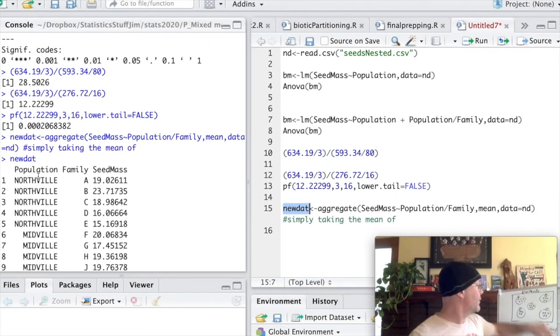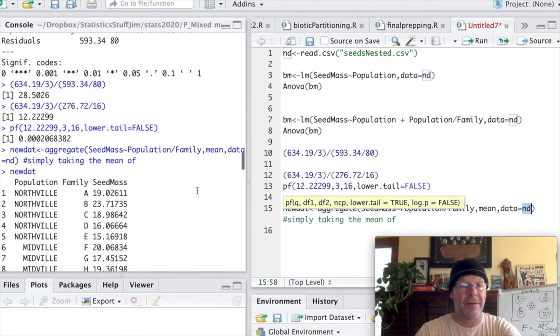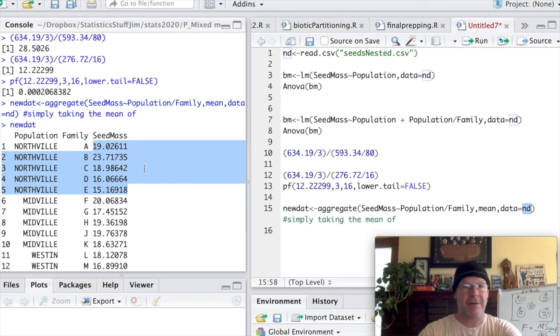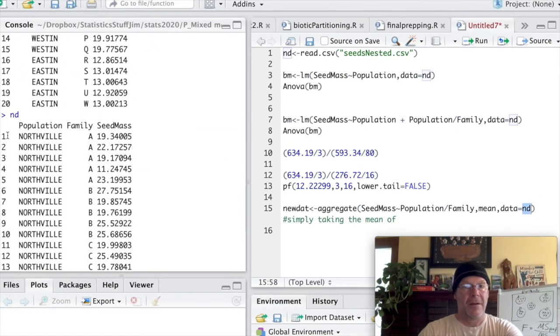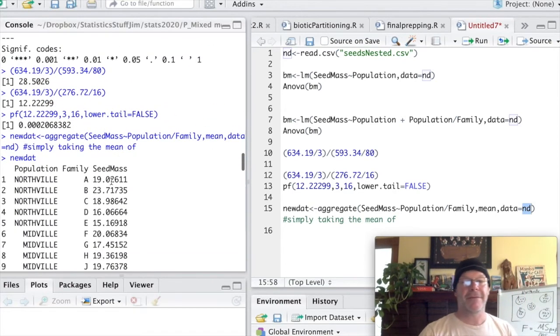And so here's Northville family A, that's the mean of its seed mass. So that's the mean of those 5 values that were up here. Here's the raw data. The mean of those 5 numbers, oh, this isn't me. I want ND. Where am I? There I am. The mean of those 5 numbers for family A, so 19, 22, 19, 11, 23, the mean for that is 19.02. So now that is the data.